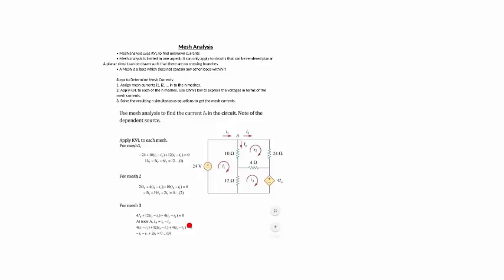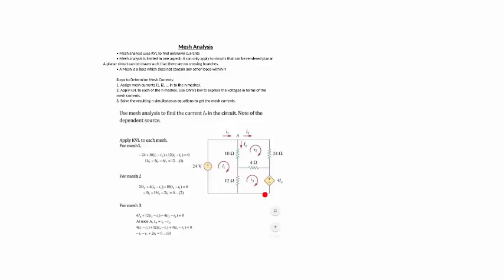So how to determine mesh currents? First, you assign, so if there are 3 loops, you assign your I1, I2 and I3. Then you apply Kirchhoff's voltage law to each of the n meshes, and then you use Ohm's law again, expressing in terms of voltage, meaning V is equal to IR. Like how in node analysis we used I is equal to V upon R, over here we'll be using V is equal to IR. Then you solve the equations using simultaneous equations or matrix or any other method that you feel comfortable with.